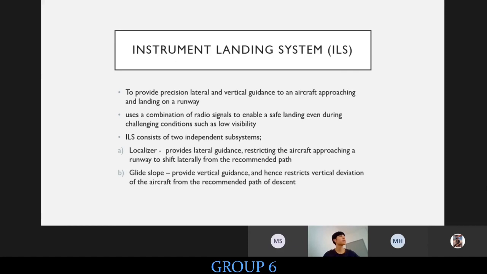This statement explains that the pilot will disengage autopilot mode and fly the aircraft manually because of the challenging condition. Then ILS consists of two independent subsystems, which are localizer and glide slope. Localizer is to provide lateral guidance, restricting the aircraft approaching a runway from shifting laterally from the recommended path. Glide slope is to provide vertical guidance and hence restrict vertical deviation of the aircraft from the recommended path of descent.